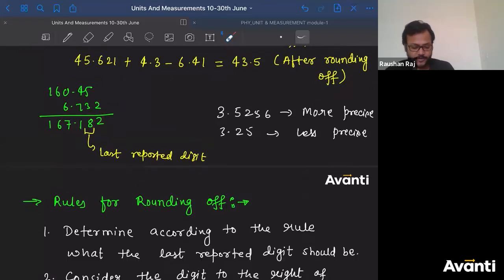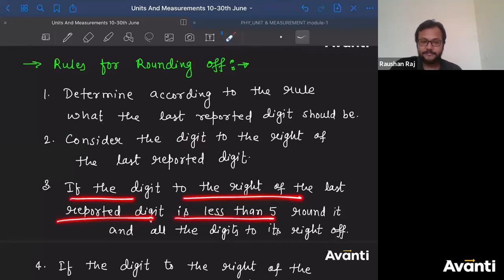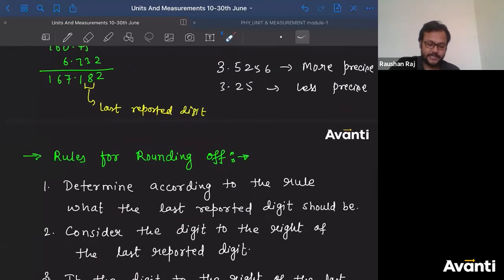Okay? Now third part. If the digit to the right of the last reported digit is less than 5, then what will happen? You have to round it off just like that. Just round it off and use the value without changing anything. So you have to just round it off and write the value. So what will be the answer? 167.818. That is the answer.